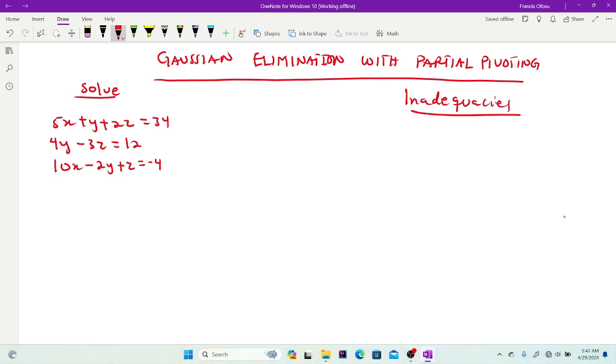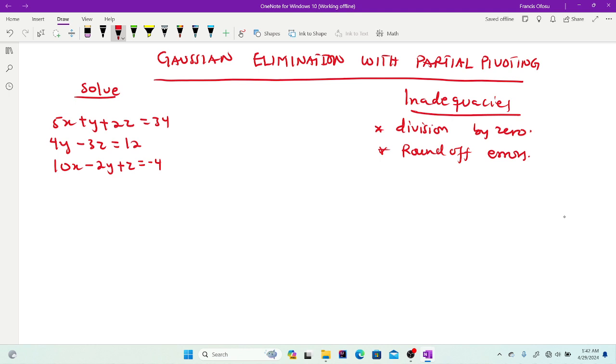So what are the inadequacies? The first one is division by zero. We realize that whenever we are finding the multiplier, we divide the element we want to make zero by the entry of the pivot row, right? So there is a possibility of getting division by zero, and we can eliminate that using Gaussian elimination with partial pivoting. And also we have what we call round-off errors. They are all corrected using partial pivoting.